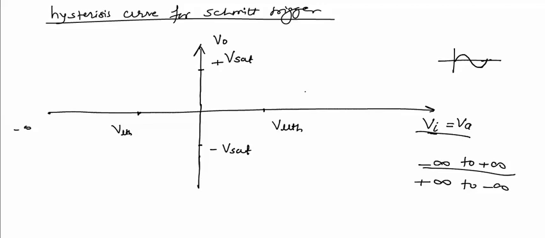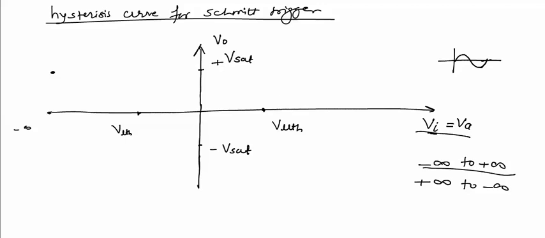If both are greater than minus infinity, we don't know what the value of Vb is, but whatever the value of Vb may be, VUTH or VLTH, both are greater than minus infinity. So in this case, Vb is greater than Va and output is plus Vsat. Now if output is plus Vsat, it is confirmed that Vb is VUTH.